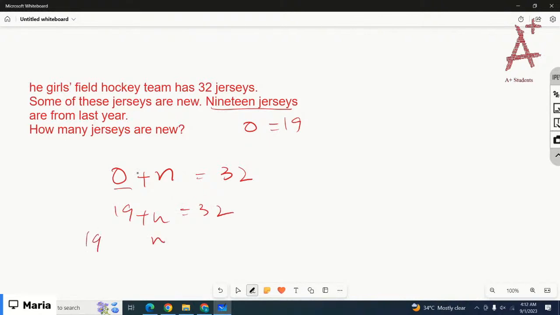So you have to subtract 19 from both sides, right? 32 minus 19. So 19 minus 19 is 0. You are left with N. And 32 minus 19 is 13. That means 19 of the jerseys are old and 13 of them are new. Got it?